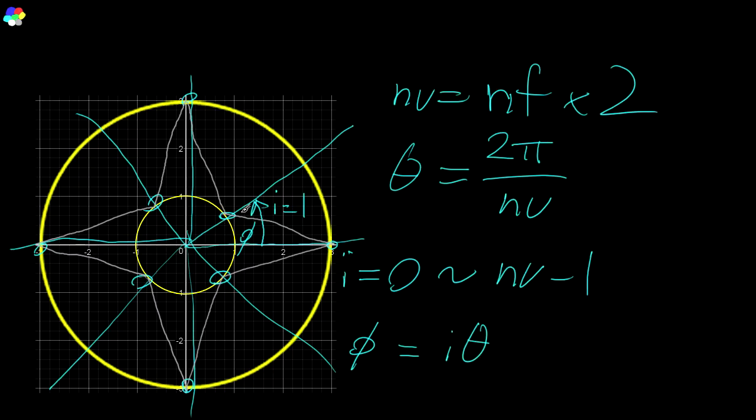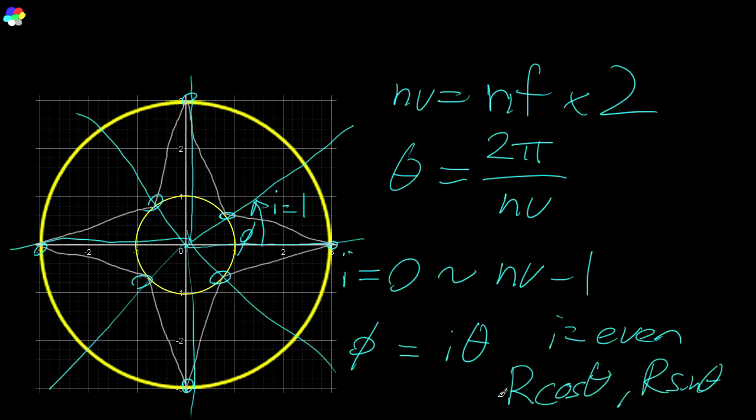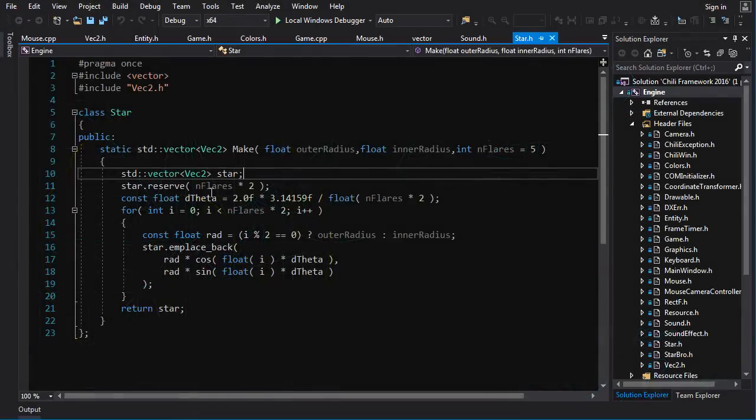Then all we're going to do is alternate. If I is even, we are going to do big R cos phi, big R sine phi. This is big R. And if it's odd, we're going to use little r. Alternating between those two, using sine and cos, looping through I, generating our angles, generating our points, and then you've got your star. And that's all we're doing here.